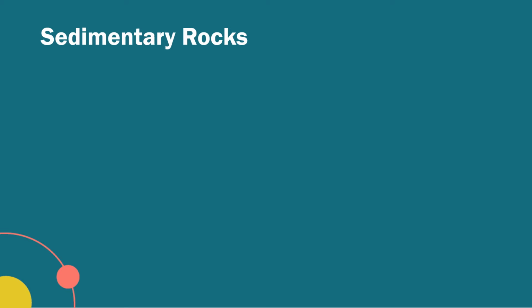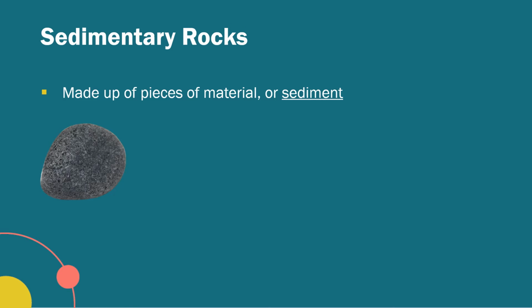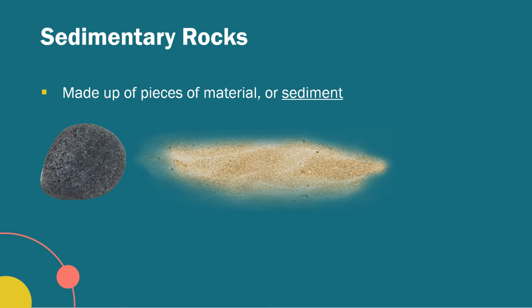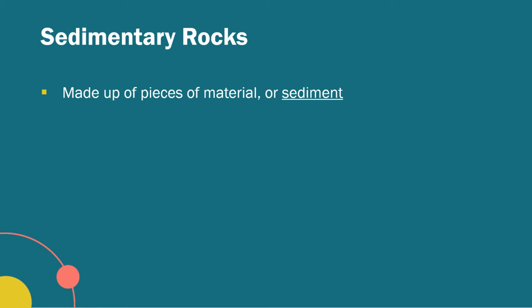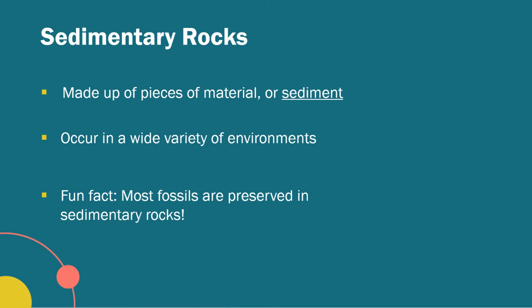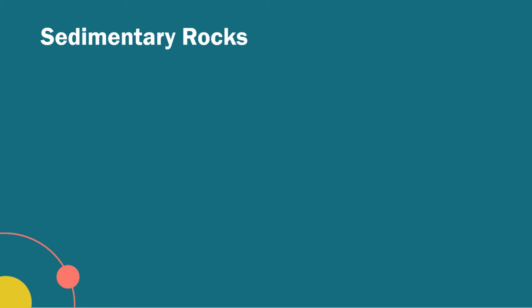The second type of rocks are sedimentary rocks. These rocks are made from pieces of material or sediment. The sediment can vary in size from pebbles to sand to silt. Sedimentary rocks can be formed in a wide variety of places, such as beaches, rivers, and sand dunes. An interesting fun fact about sedimentary rocks is that most fossils are preserved in sedimentary rocks. What is your favorite species of dinosaur? Take a minute to research it and see if it was preserved or found in a sedimentary rock.